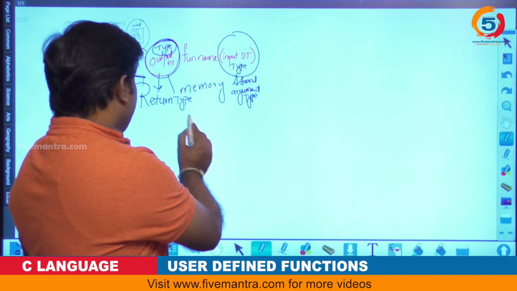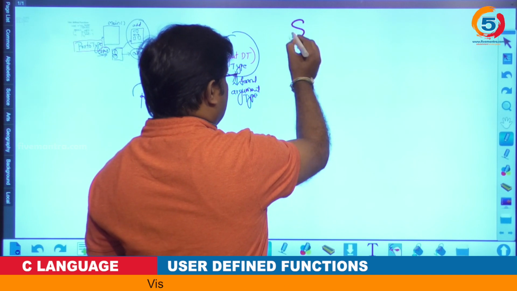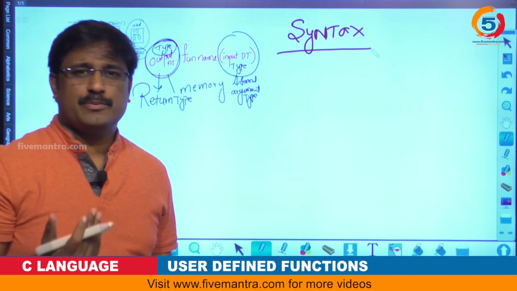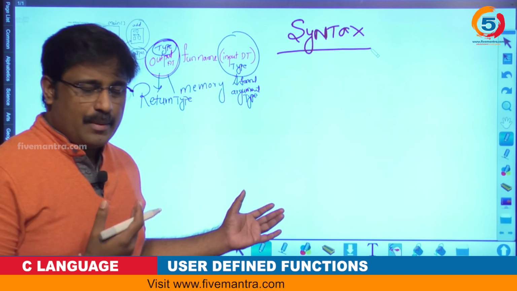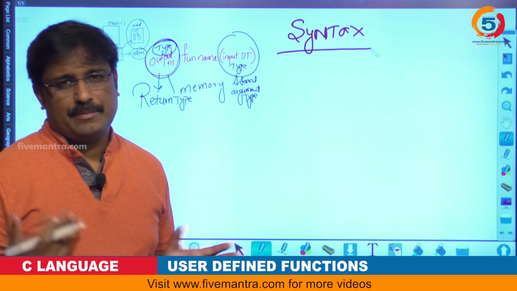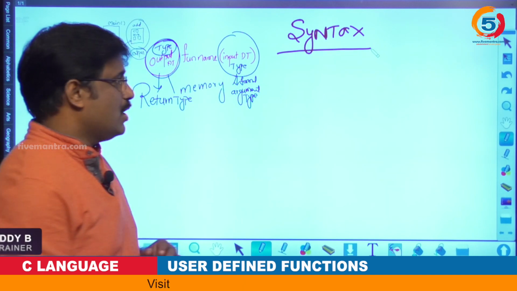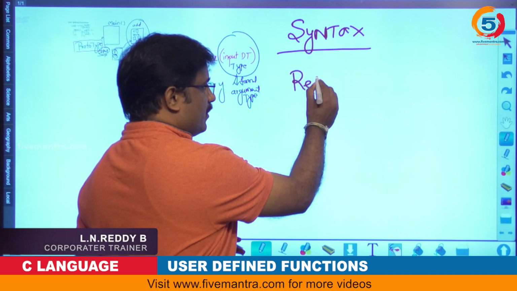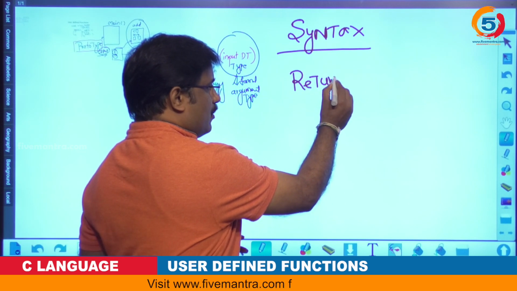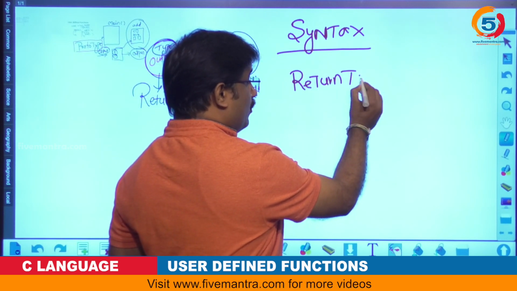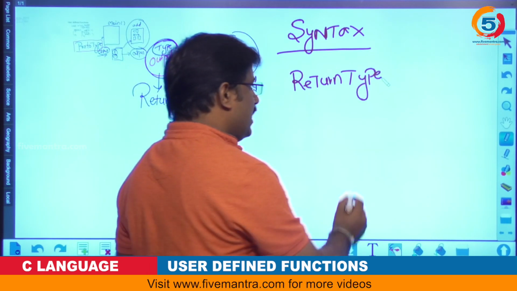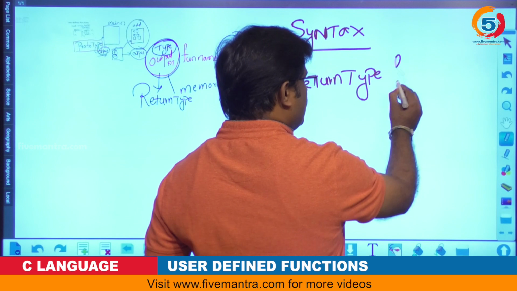Now the syntax for this we call how to use. Syntax will explain how to use your prototype declaration, how to define a prototype declaration in the C language. First, the return type you have to provide. Return type, only the type, not the variable name. Next one is the function name.